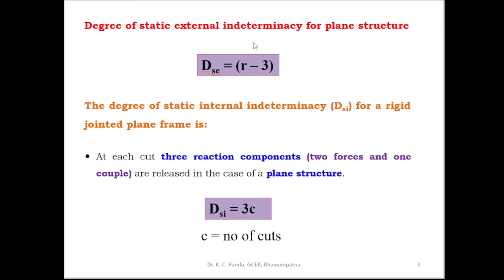The degree of static external indeterminacy for a plane structure can be determined using this equation: dse = r minus 3. And the degree of static internal indeterminacy for a rigid jointed plane frame can be determined using this expression: dsi = 3c. c is the number of cuts, because at each cut 3 reaction components are released in the case of a plane structure. So the equation is dsi = 3c, where c is the number of cuts.